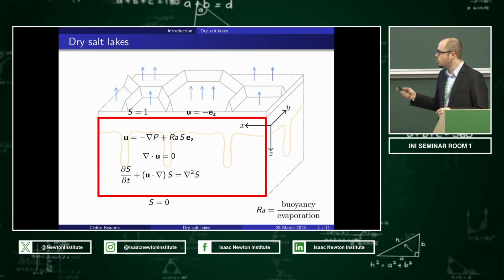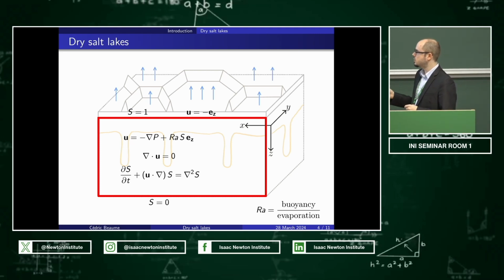Okay, so that's the system. And the competition between these two phenomena that I was talking about is conveniently represented inside the Rayleigh number as being the ratio between buoyancy and evaporation.